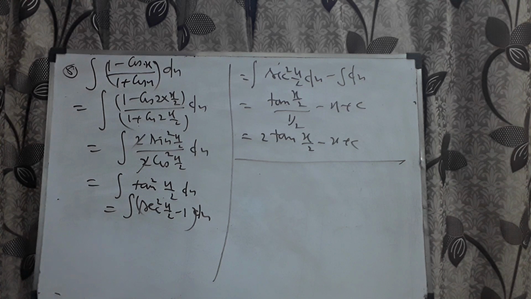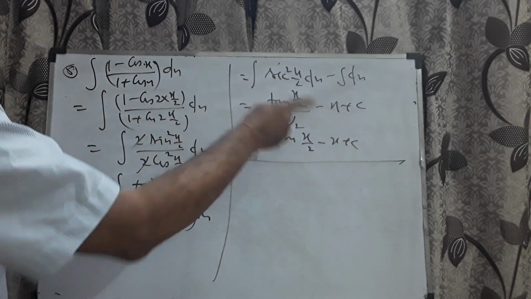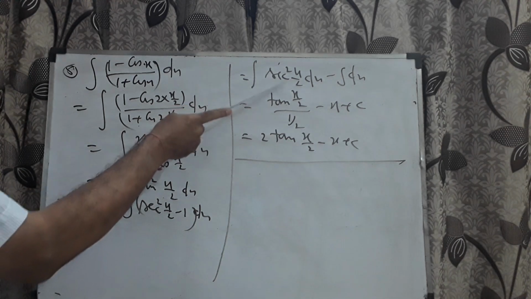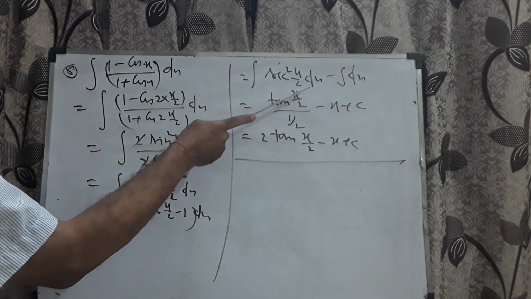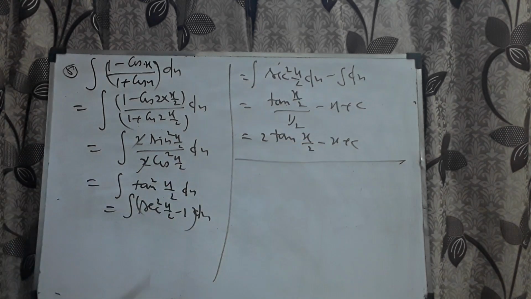But for tan square, there is no direct formula. It can be written as secant square x by 2 minus 1 dx. Integral secant square x by 2 dx minus integral dx. Here I have tan x by 2, divided by the derivative of x by 2, which is half, minus x plus c. So 2 tan x by 2 minus x plus c is the final answer.